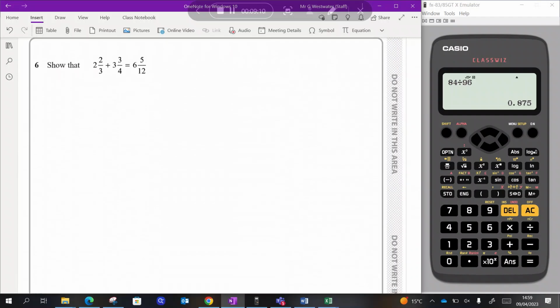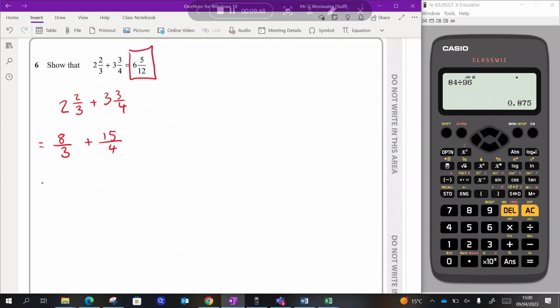Okay, so here we have a show that question. Remember, whenever you see a show that question, take on board what you're trying to show, but then do not use it at any stage. Okay, hopefully we will reveal this at the end. So I'm going to start with just what's written on the left hand side. Okay, 2 2/3 plus 3 3/4. And the first thing I need to do is turn these into top-heavy fractions. So 2 times 3 is 6, add 2 is 8. So 8 over 3, and 3 times 4 is 12, add 3, 15 over 4.